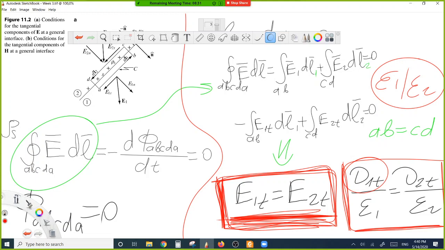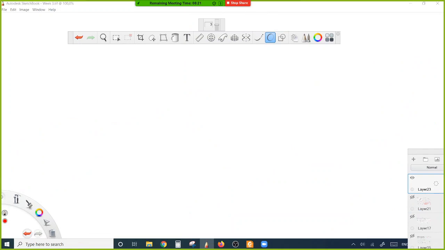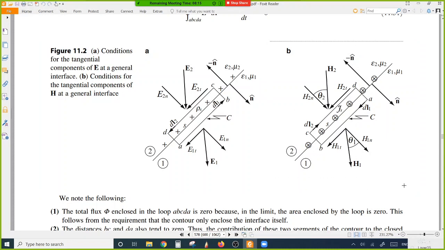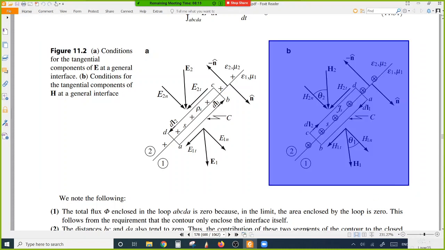Now let's derive the interface conditions for magnetic fields. Now we need the second picture. We need this picture now.